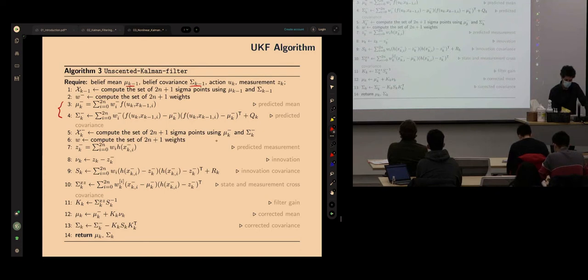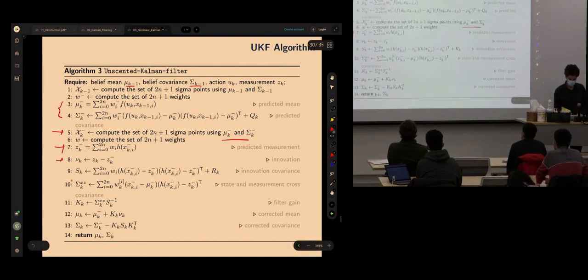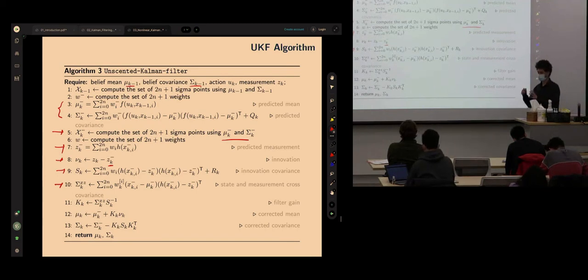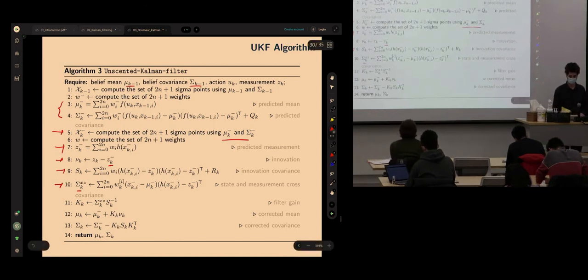And then you can generate a new set of sigma points using the predicted mean and covariance. Use that to predict the measurement using the nonlinear measurement model. Using these new sigma points, calculate innovations using this predicted measurement, innovation, and cross covariance. Because we're not working with the analytical derivative of the measurement model, H, we need to also calculate the cross covariance.